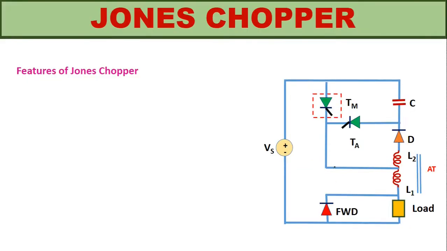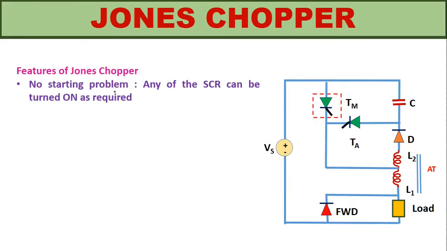First, we are going to discuss the features of Jones chopper. Jones chopper circuit has no starting problem. That means any of the thyristor connected in this circuit, either the main thyristor or auxiliary thyristor TA, can be turned on as required. So if we are turning on the main thyristor TM first, then the capacitor should be charged in such a way that its upper plate should be positive with respect to lower plate, and when we turn on the auxiliary thyristor, then the lower plate of the capacitor should be positive with respect to upper plate, so that this auxiliary thyristor should go into the forward bias condition. Then only we can give the trigger pulse and drive this auxiliary thyristor into conducting state.